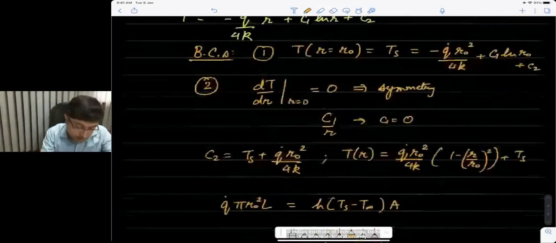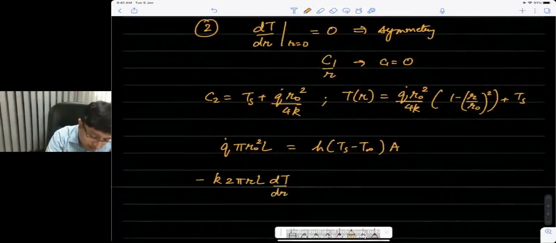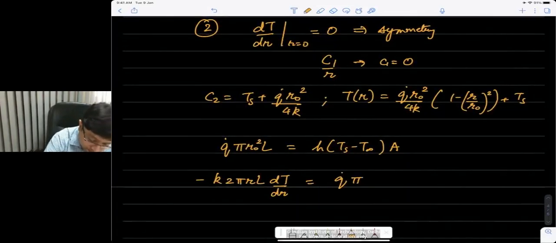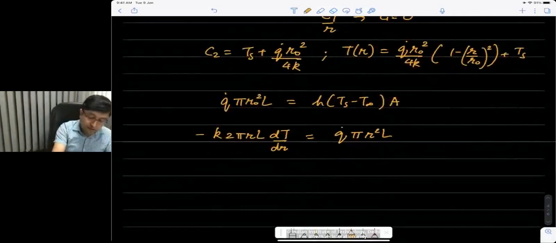So what you can do there is minus k into area, which will be 2 pi r L there at a distance r, into dT/dr, that is the heat which is being conducted out of that shell. This should be equal to q dot pi r square L, that is the heat being generated in that shell of radius r. So you get the same differential equation, which is r dT/dr is q dot r square by, in fact, minus 2k. So the same thing can be obtained again, and you can work from there.